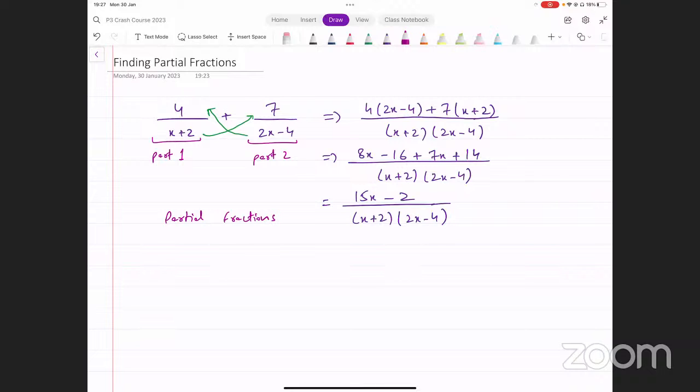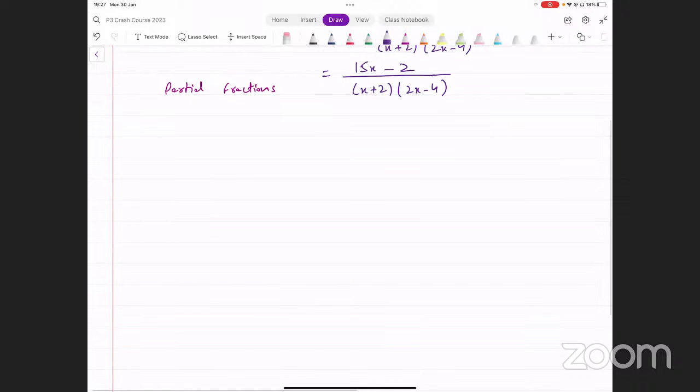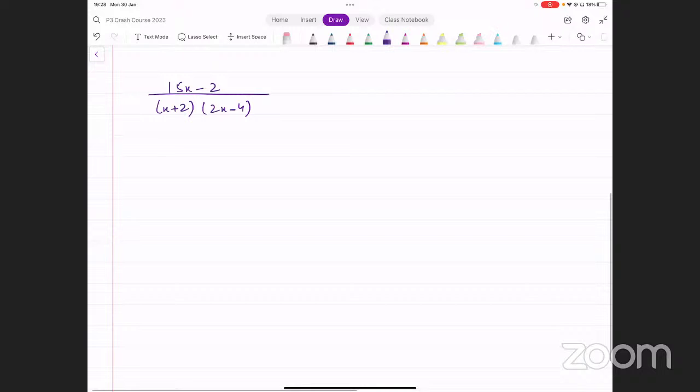Okay. Now let's see how this process works, how we find these partial fractions. So now we want to start from this fraction, 15x minus 2 divided by x plus 2 into 2x minus 4. We want to find the two parts that make this fraction up. This is what the fraction is. Now we want to split this fraction into its parts. How do we start with this?